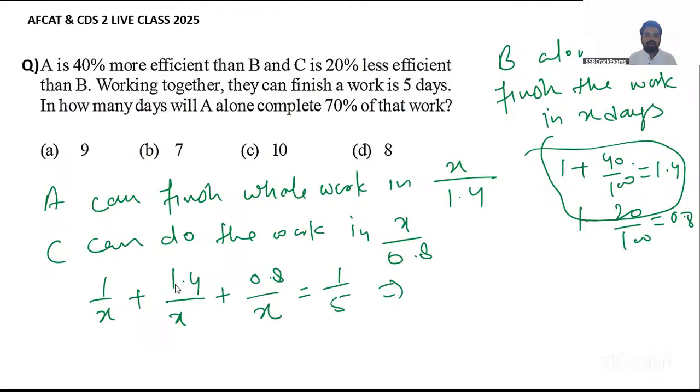When you add together, it is 1 plus 1.4, which is 2.4, and 2.4 added to 0.8 is 3.2. 3.2 divided by x is equal to 1 upon 5. So x is 3.2 into 5. How much is this? 16. So it means that P can finish the work in 16 days.